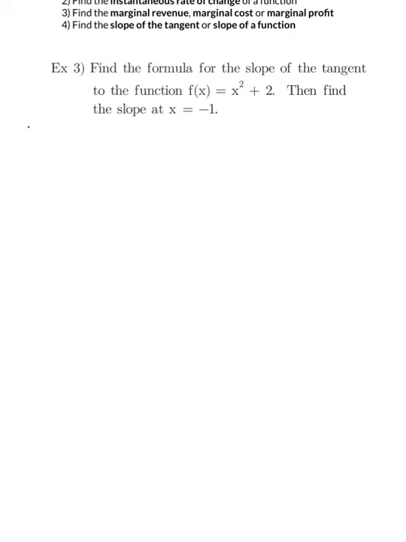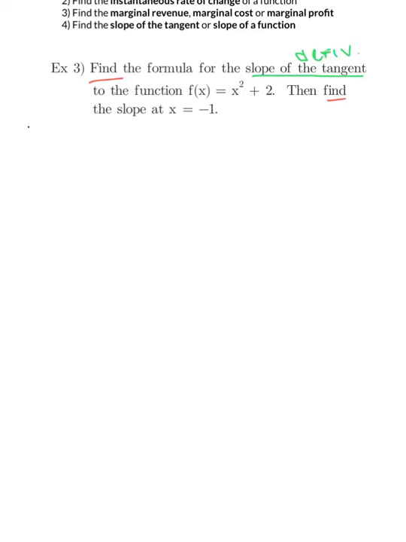On example 3, we are asked to find the formula for the slope of the tangent to the function f of x equals x squared plus 2. Then we are to actually find the slope at x equals -1. So this is really two questions. As soon as you see find and find, it's two different things. The wording in here, as soon as you see slope of the tangent, this means that you need to find the derivative.